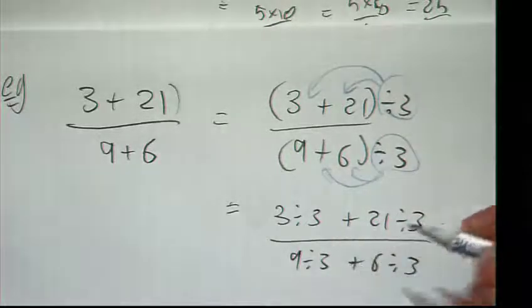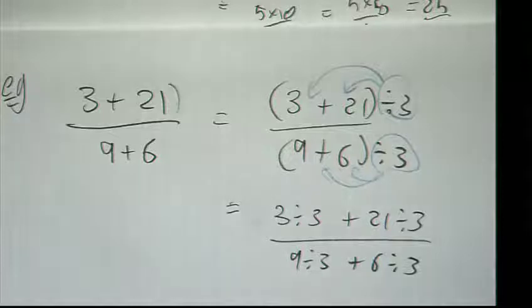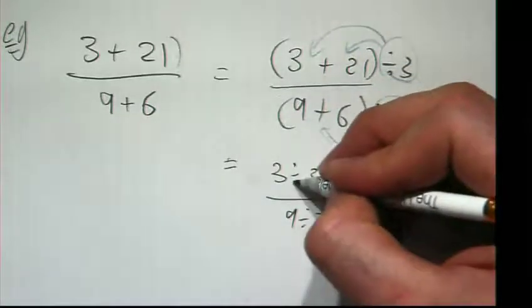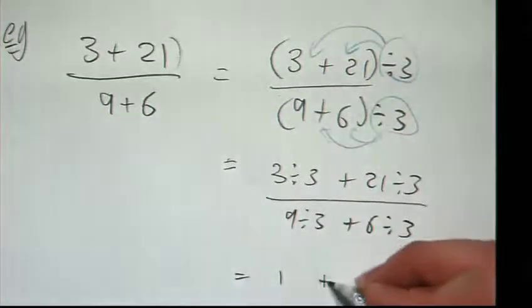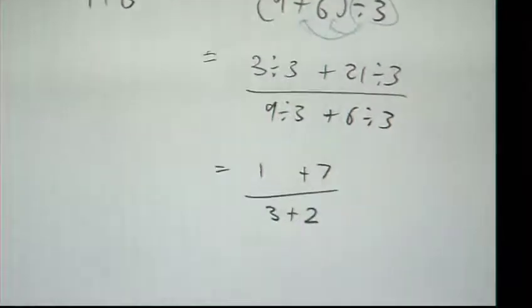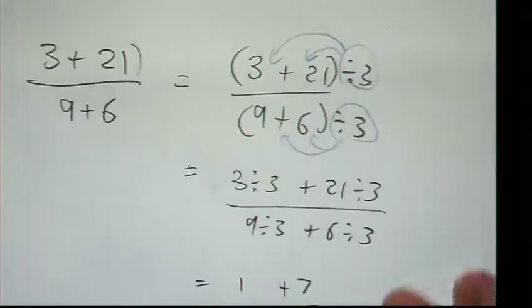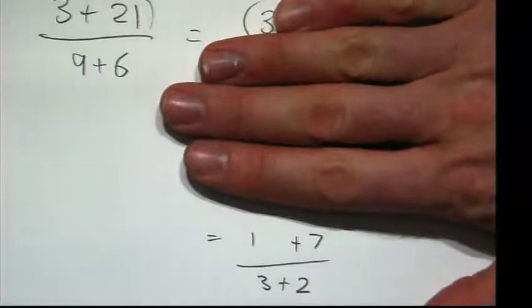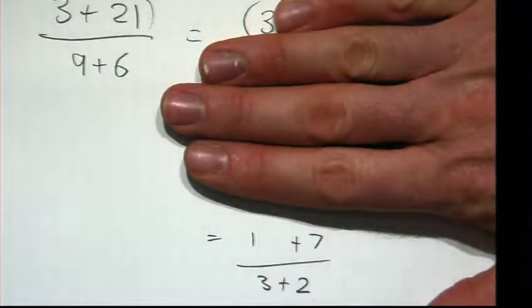I mean, there's no reason for me to do this long way, except to show you that it's something that you could do if you wanted. Okay, most people when doing this would probably skip both of those steps and just divide everything on the top and everything on the bottom by 3.